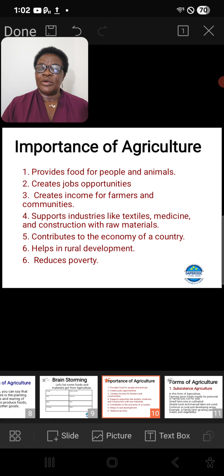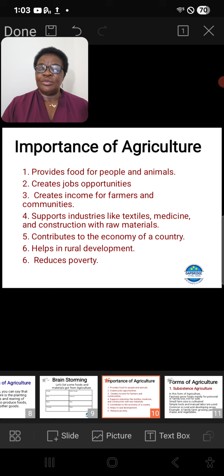4, it supports industries like textile, pharmaceutical, and construction companies. Materials are supplied to the textile industries to produce clothing. Medicinal herbs or medicinal plants are used in the pharmaceutical industries to produce medications that are given out to people to treat ailments, while forest woods or forest trees are used in construction of things like couches, chairs, tables, and many other things.